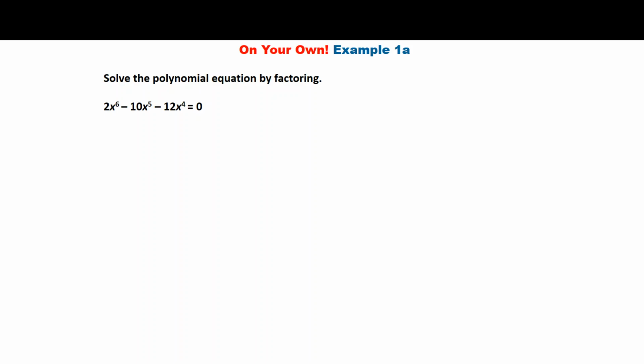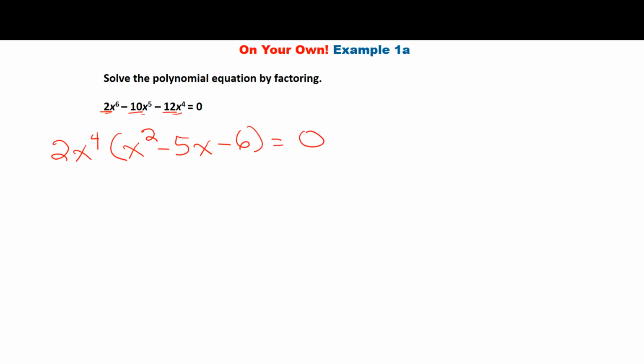Okay, so looking at this one, the first thing we want to do is see if there's something that we can easily factor out. And as a matter of fact, I see that there's a 2 in everything. And I also see that there's an x to the 4th in each of those. So I'm going to factor out 2x to the 4th. And that is going to leave me with x squared minus 5x minus 6. And all of that is going to equal 0.